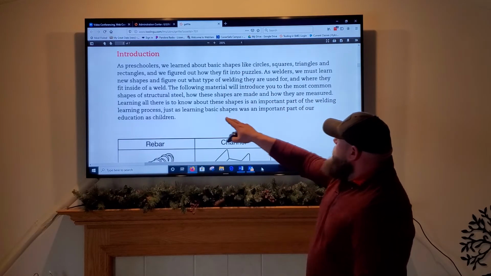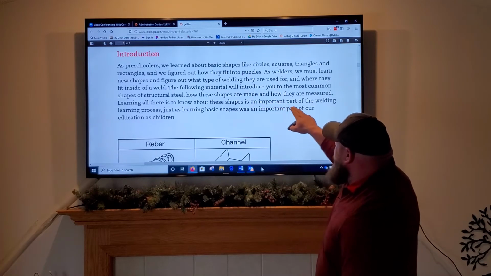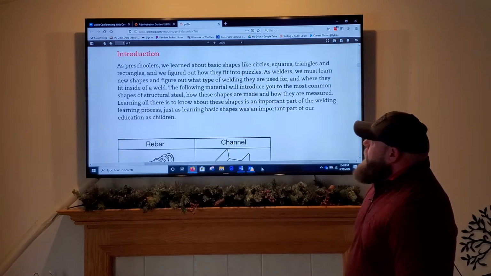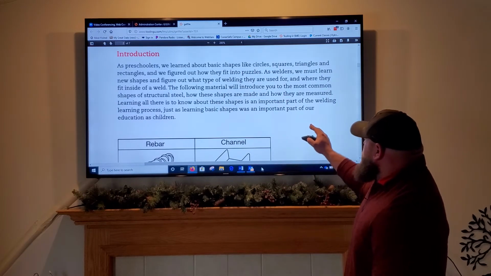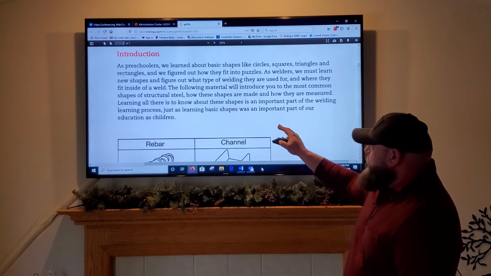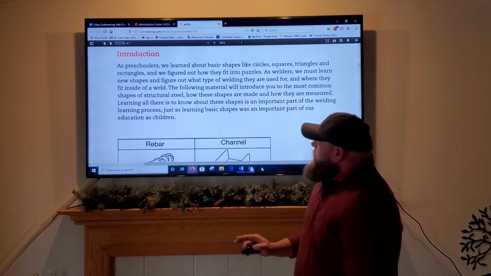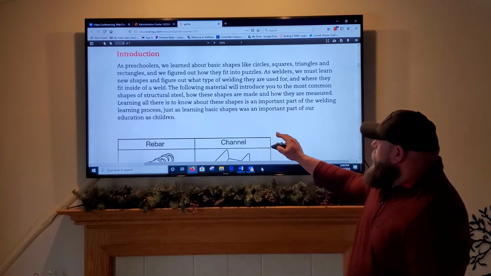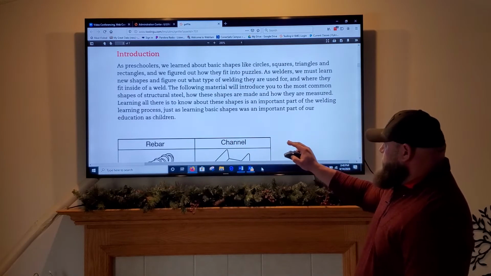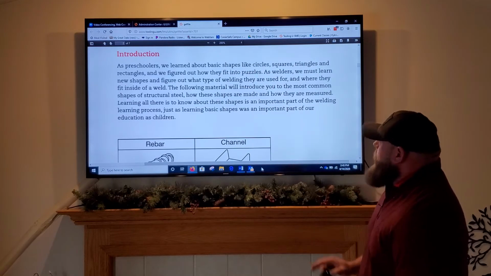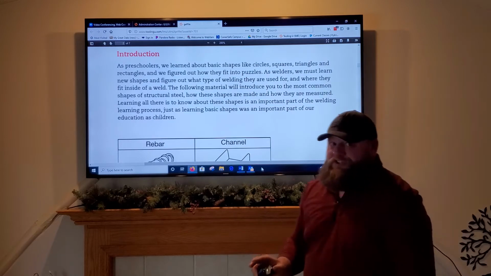As welders, we must learn new shapes and figure out what type of welding they're used for and where they fit inside of a weld. The following material will introduce you to the most common shapes of structural steel, how these shapes are made, and how they are measured. Learning all there is to know about these shapes is an important part of the welding learning process, just as learning basic shapes was an important part of our education as children.